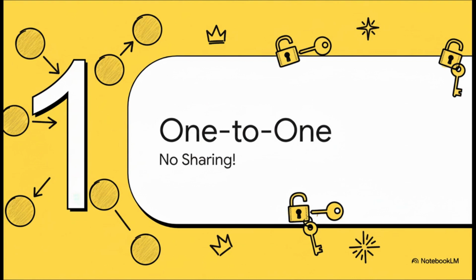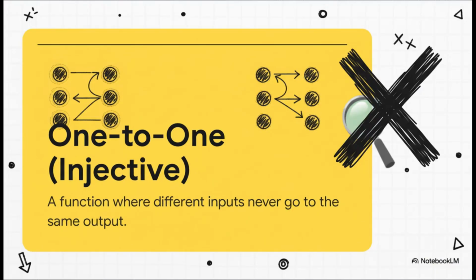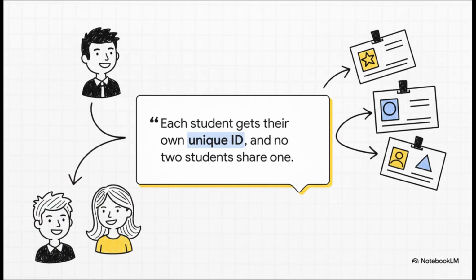All right, first up, we've got a rule that I like to call the no sharing rule. This one is all about being exclusive, totally unique. So the official name for this is a one-to-one or injective function. And the rule is super clear. You can't have two different inputs ever leading to the same output. It's just not allowed. Every single input gets its own exclusive result, guaranteed. And you know, this whole idea of guaranteed uniqueness, it's the absolute bedrock of any system that needs to be reliable and unambiguous.